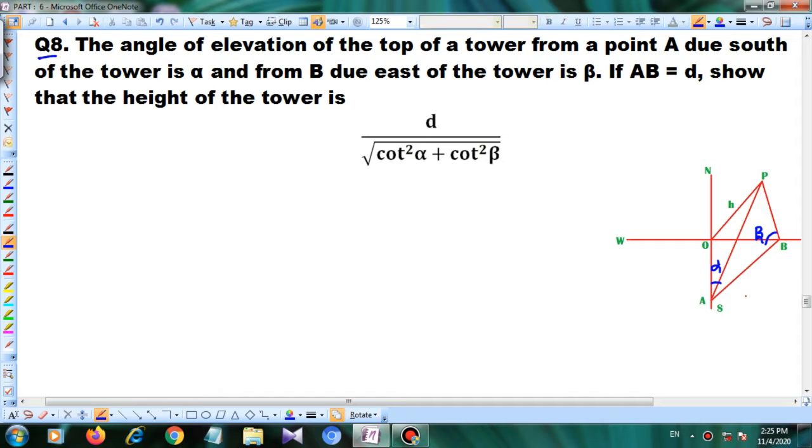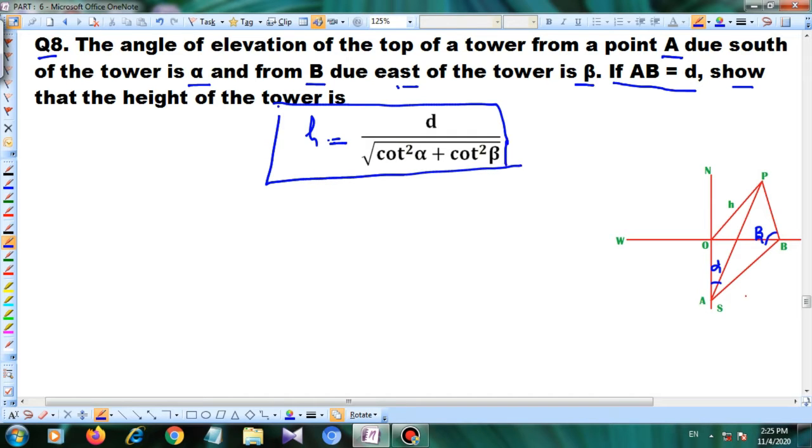So the question is: the angle of elevation of the top of a tower from a point A due south of the tower is alpha, and from B due east of the tower is beta. If AB equals D, then prove that the height of the tower H is D upon under root cot square alpha plus cot square beta.